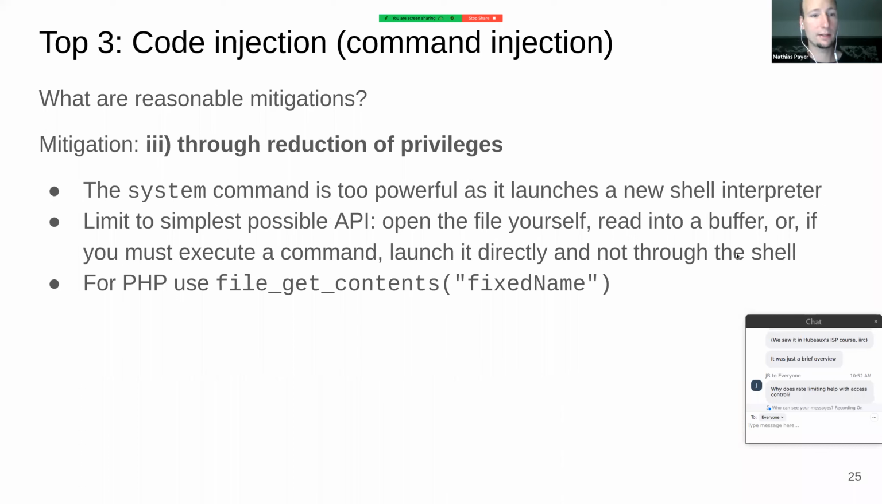Last but not least, you can mitigate command injections through a reduction of privileges, right? The system command is simply too powerful as it launches a new shell interpreter. For most cases, you don't need the system function. Limit yourself to the simplest possible API. Open the file, read it into a buffer, or if you must execute a command, launch it directly and not through the shell itself. So just launch the command and don't start a shell that you pass data into.